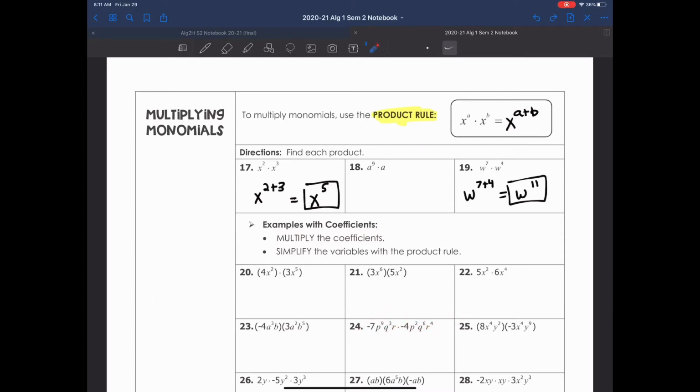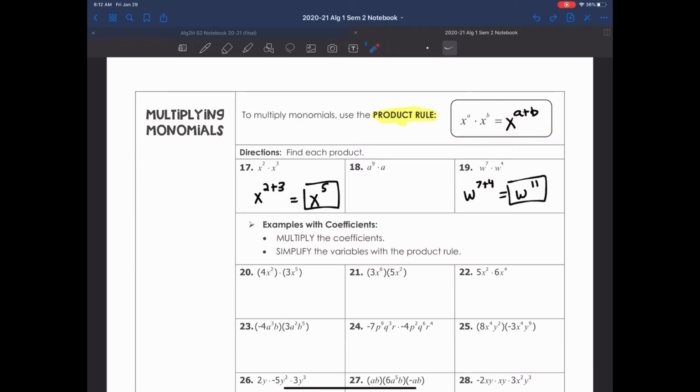Well, again, we just have to make sure that we're being very careful. We can only add the exponents of the bases that are the same. Okay, and also, if we have coefficients, what we're going to do is we're going to multiply the coefficients together, okay? So if we're multiplying two monomials that both have coefficients, we are simply multiplying the coefficients. Then we are simplifying the variables with the product rule. So again, only adding the exponents that have the same base.